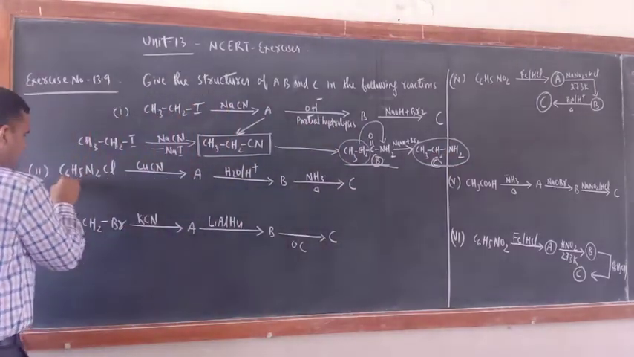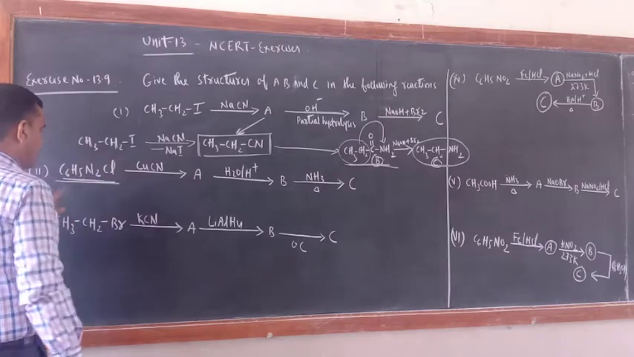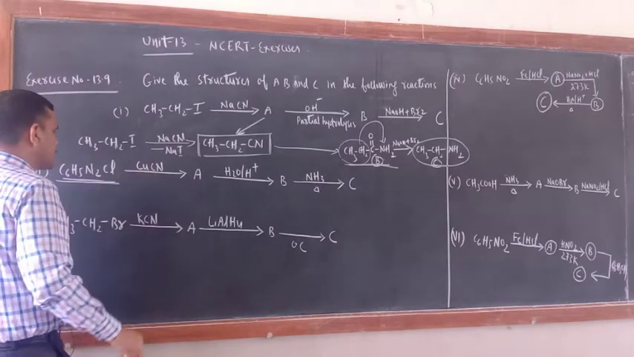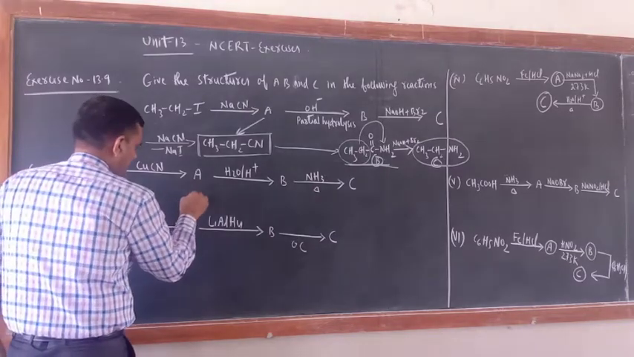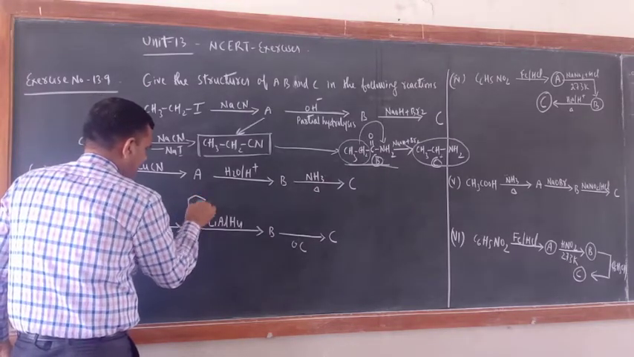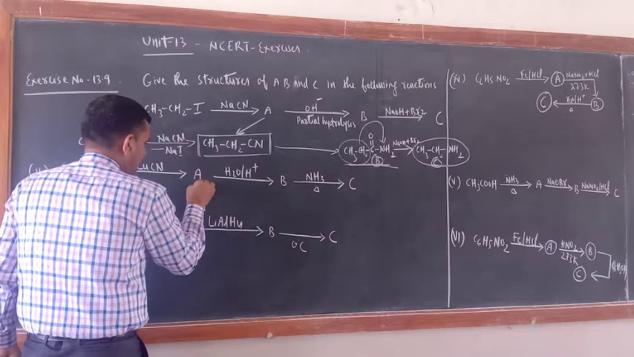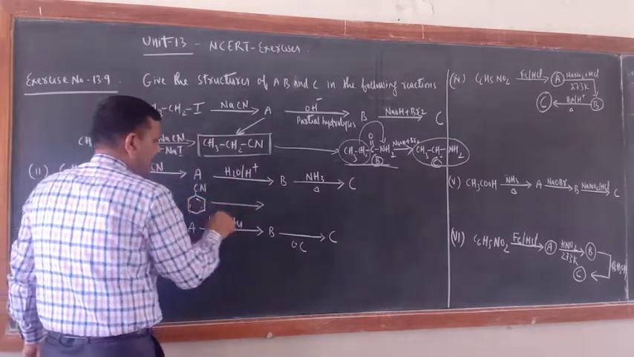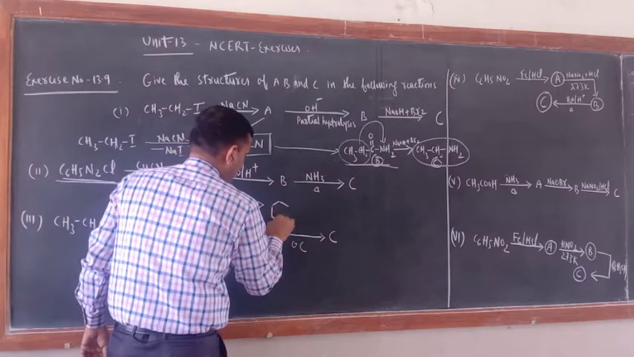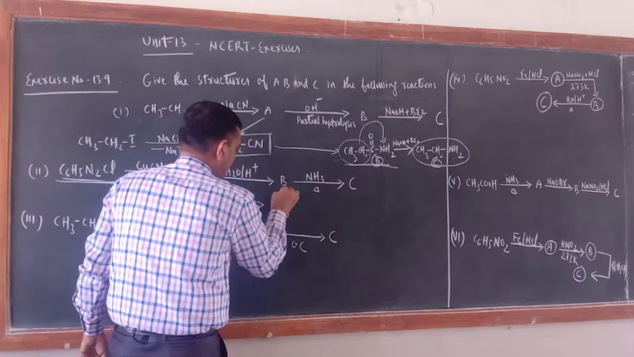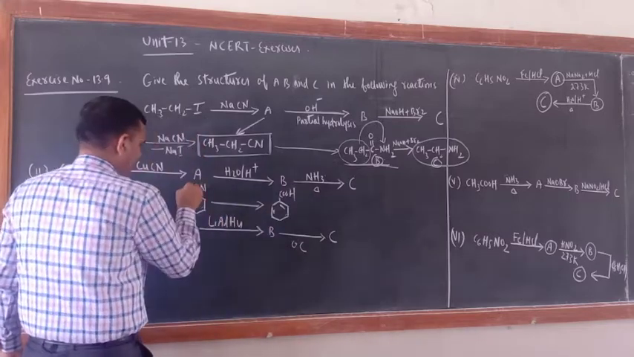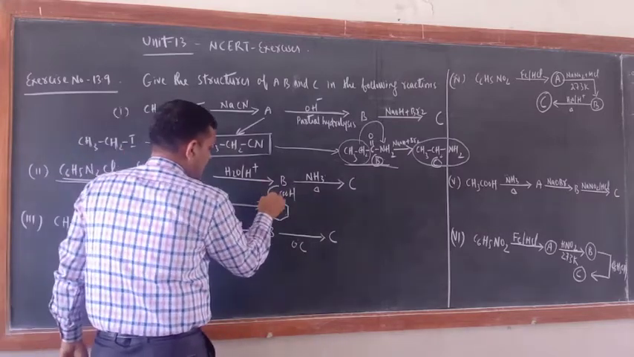This is easy. This is benzene diazonium chloride. When benzene diazonium chloride is subjected to reaction with CuCN, what is the product? The product is benzene cyanide. When it is subjected to hydrolysis, what is the product? Benzoic acid, by acidic hydrolysis. So now your A is this one, B is this one.